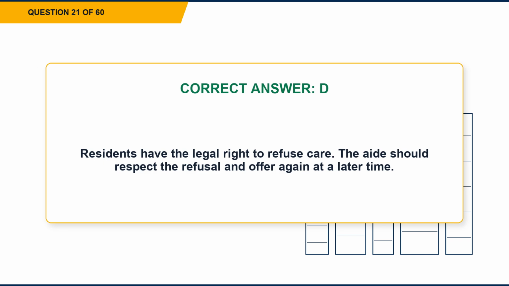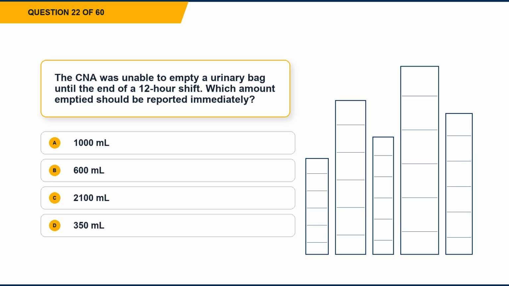Explanation: residents have the legal right to refuse care. The aide should respect the refusal and offer again at a later time. Question 22. The CNA was unable to empty a urinary bag until the end of a 12-hour shift. Which amount emptied should be reported immediately?